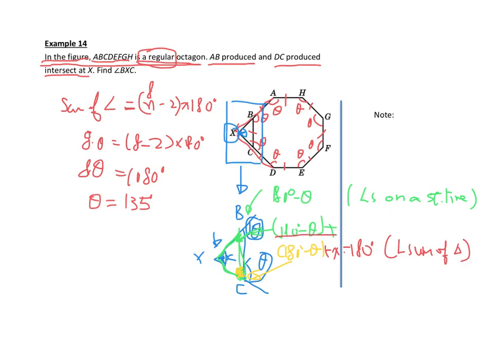By using this equation, we know that theta is 135 degrees. So this one is equal to 45 degrees, and the other one is also equal to 45 degrees. So 90 degrees plus x is equal to 180. So lastly, we know that x is equal to 90 degrees. That's it.